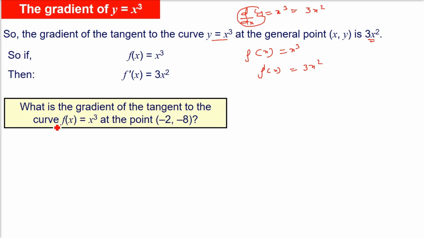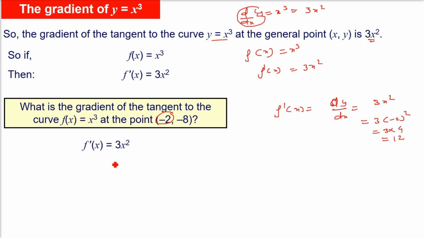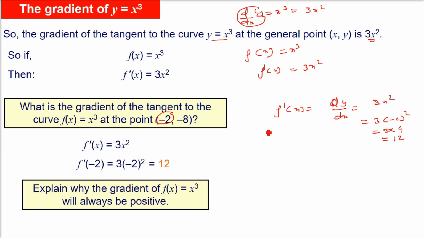So in order to find out the gradient of the tangent of the curve y equals x cube, say at point minus 2, minus 8, f dash x we already found out, this is going to be dy by dx also, that is going to be 3x square. You just have to take this minus 2 value, put it here, and then 3 into minus 2 whole square is 4, it is 12. So f dash x is 3x square, at the point minus 2 and minus 8, you get f dash of minus 2 as 12. Now you have to give me the answer why the gradient of f(x) equals x cube is always positive.